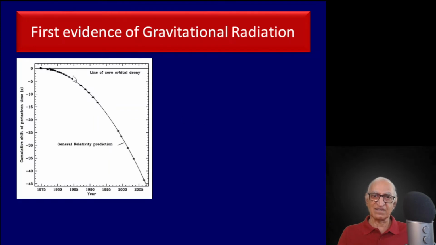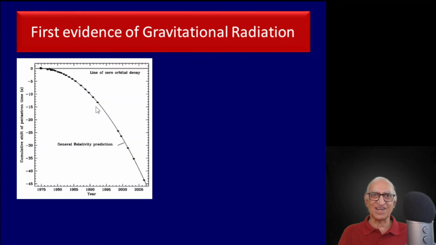Now, here is the change in the orbital period of the Hulse-Taylor binary pulsar as a function of time from 1974, when it was discovered, to 2008 or 2009. If there were no gravitational waves, the orbital period would be constant, that horizontal line. The solid curve curving downwards is the prediction of the change in the orbital period in general relativity due to the emission of gravitational radiation. And the dots are the experimental points.